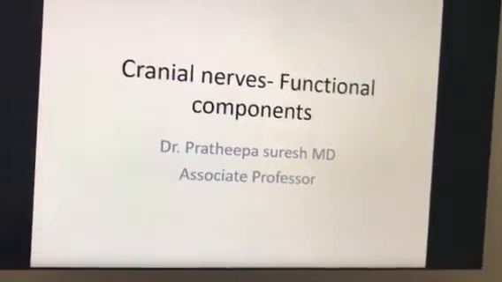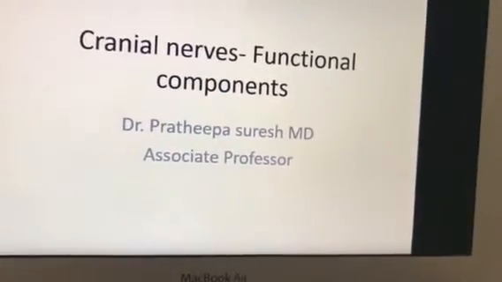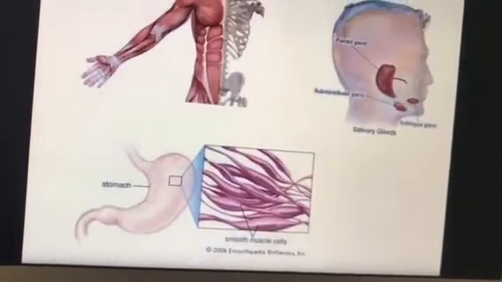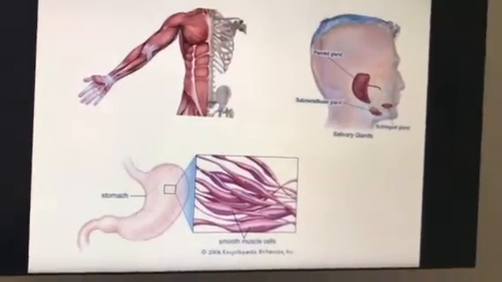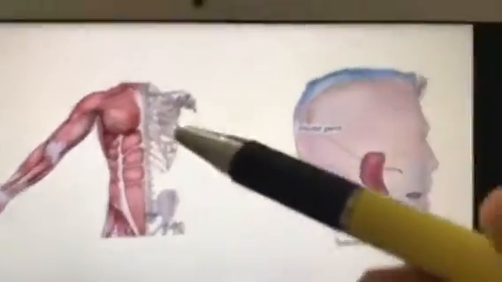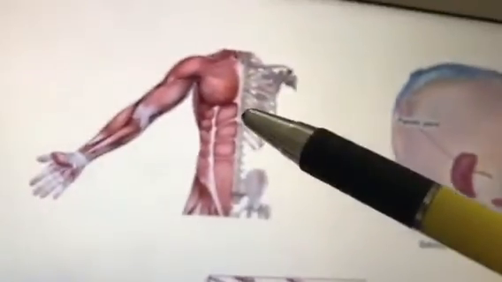Hi students, today we are going to see an interesting topic, and that is the cranial nerves and its functional components. Usually students get confused with this topic. Now we'll see, let me try to explain in a brief way.